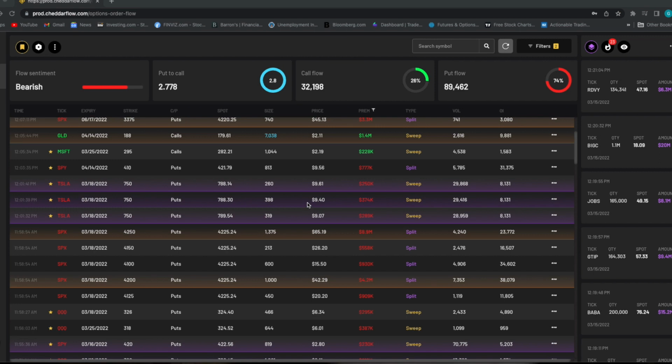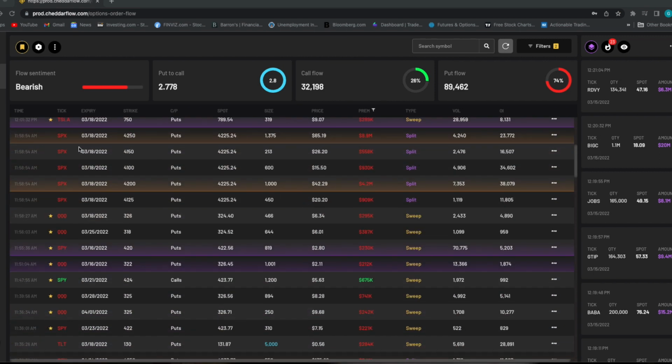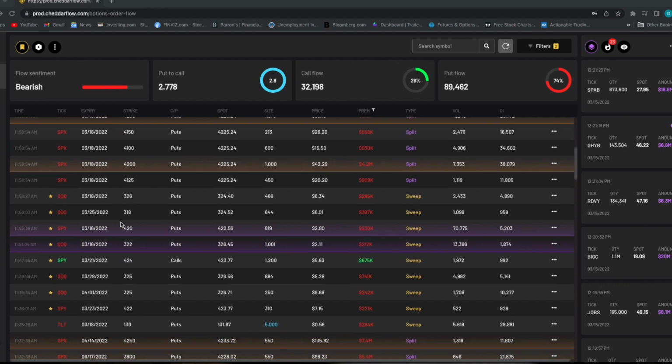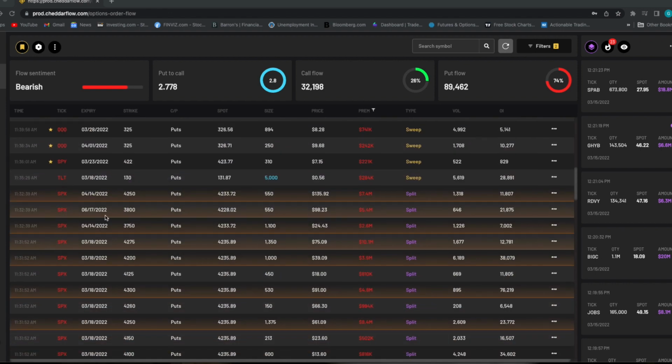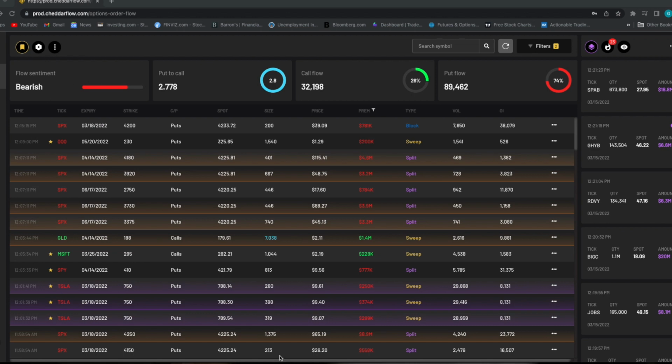The flow so far on Tesla, the very recent one, is consistently bearish. We got 750 puts coming in. We got triple Q and SPY that are getting hammered, right? So this is what we want to pay attention to. This can really help determine, and give you an idea, which way the price could possibly go, right?